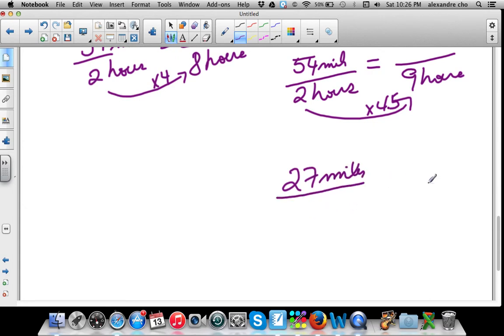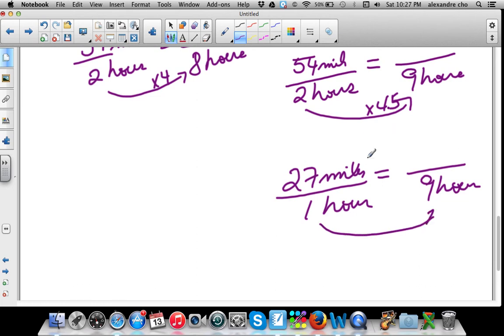Okay, and set up your proportion again. And now you'll see that there is a direct relationship, a very much easier relationship. From 1 to 9, obviously, it's times 9. And then obviously you're going to apply that same. It's going to be times 9 on top. 9 times 7 is 63. Carry the 6. 18 plus 6, 243. 243 miles. Okay?